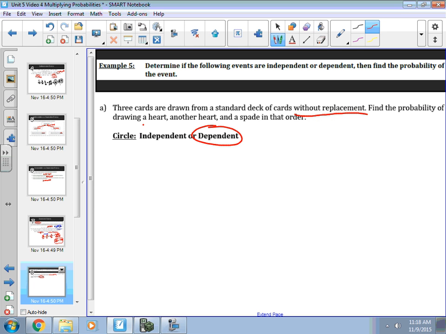So the first heart, our chance would be 13 cards in every suit out of 52. Another heart now, okay, so if we chose one on the first one, there'd be 12 left in the deck out of 51 cards. And then choosing a spade on the last one, we'd be down to 50 cards in the deck. All the spades are still in there though, so our total for spades would be 13 out of 50.